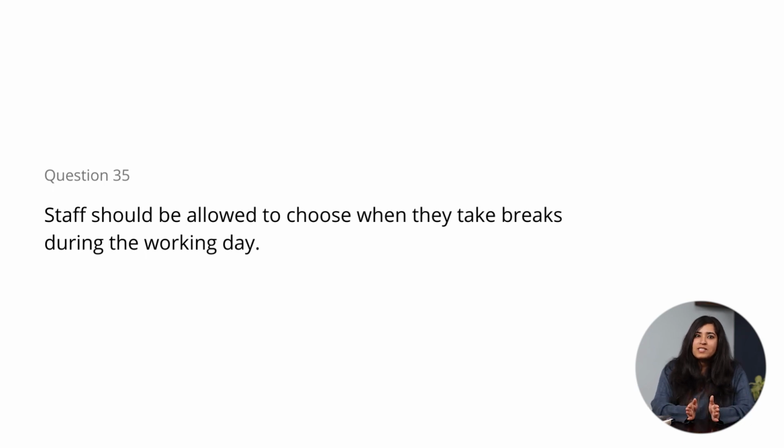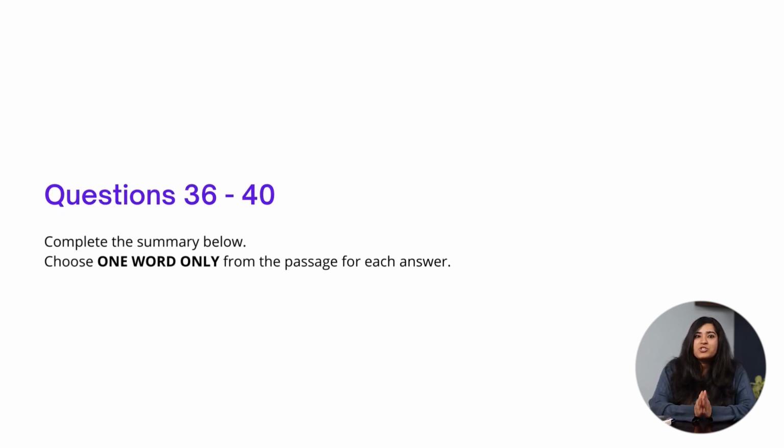Whew, we're almost done with the paper. Let's finish strong and complete the last 4 questions, which are 36 to 40. This is a summary completion question type. Let's have a look at them now, shall we? Complete the summary below. Choose only one word from the passage for each answer. It's important to note that we need to choose one word and only one.